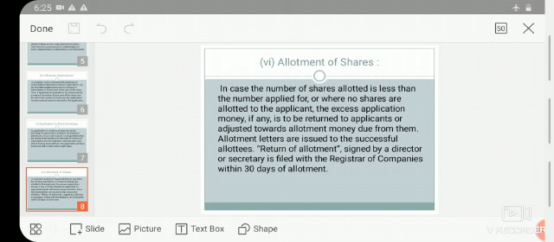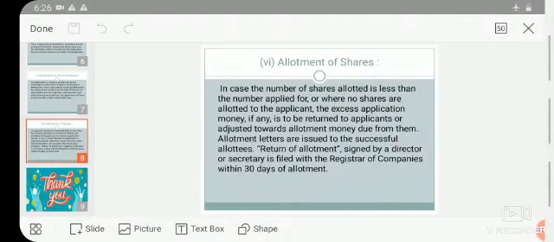Here, whatever allotment is done, an allotment letter is sent to the applicant stating that your shares have been allotted to you. So that is the step followed in the allotment of shares. With all these steps, finally the company is going to collect its required amount of share capital.